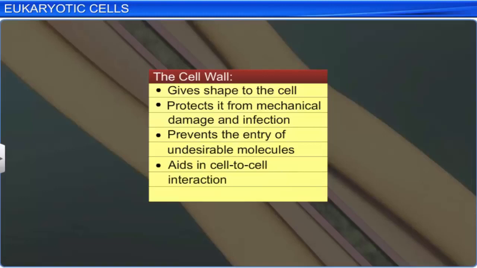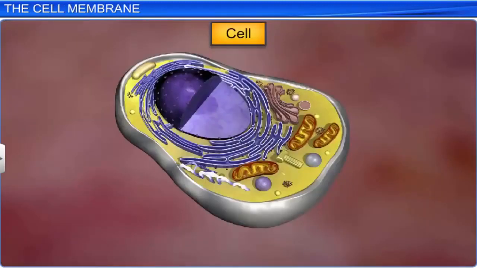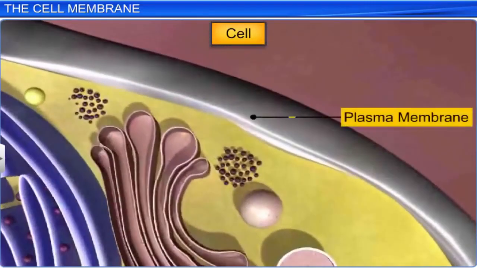Though a cell wall may be present or absent in different types of eukaryotic cells, these cells are the basic unit of life in many organisms, including plants and animals. The cell, the basic unit of life in all organisms, has several organelles embedded in its cytoplasm. These organelles are surrounded by a thin membrane called the plasma membrane, which not only separates the extracellular environment from the cytoplasm, but also gives shape to the cell.